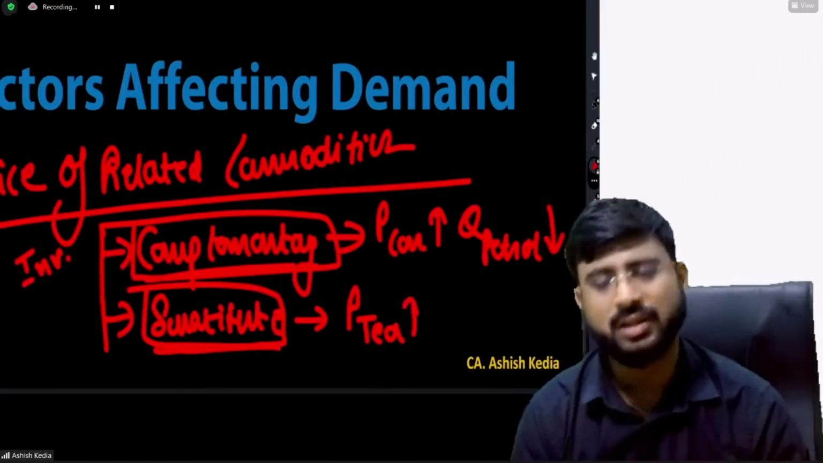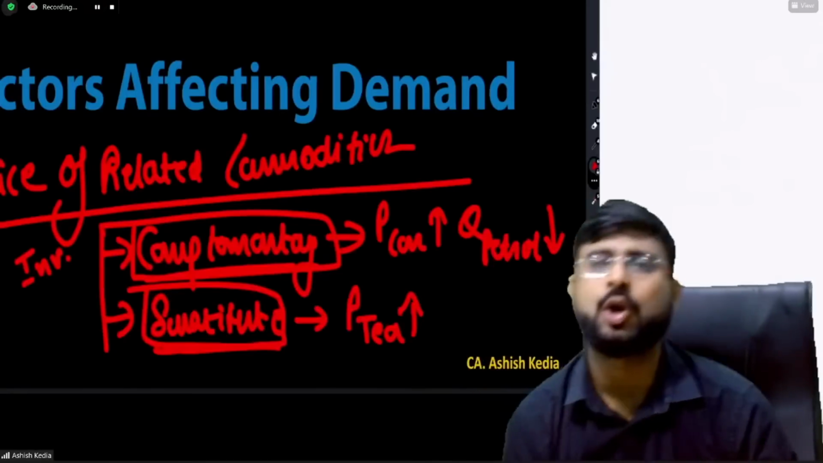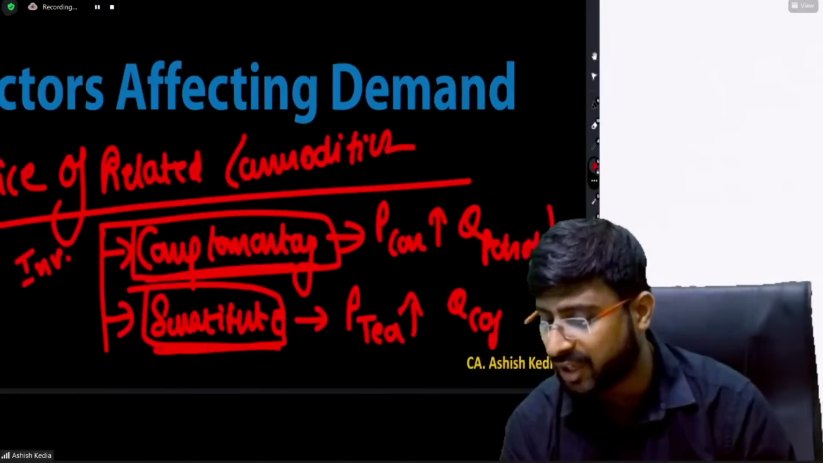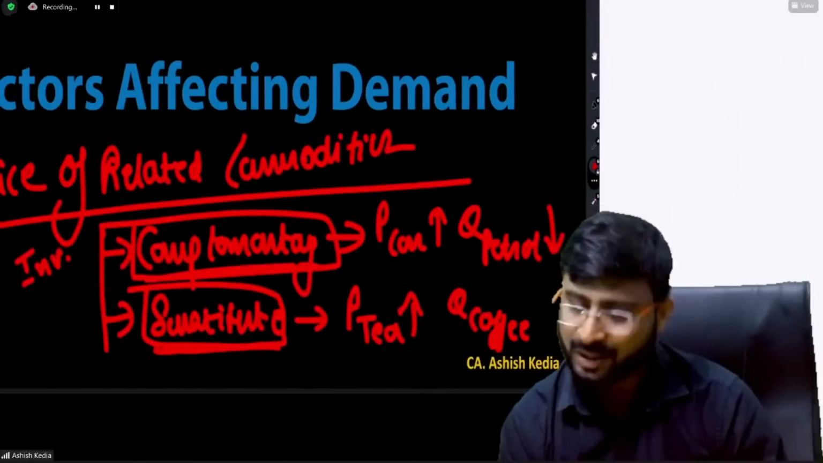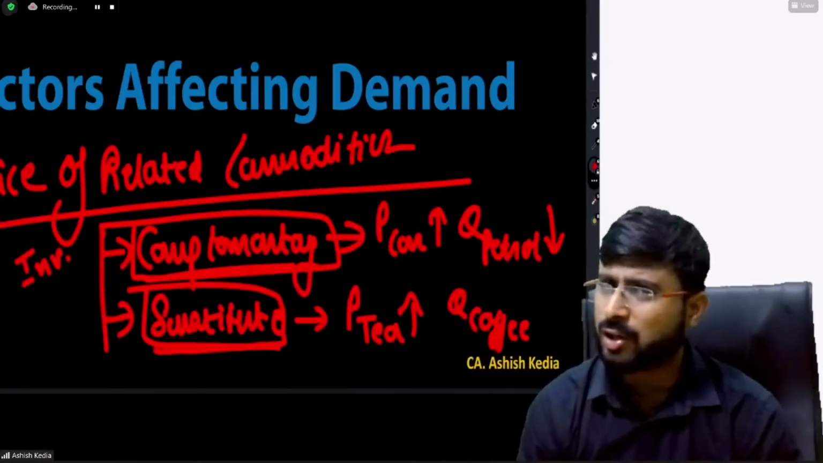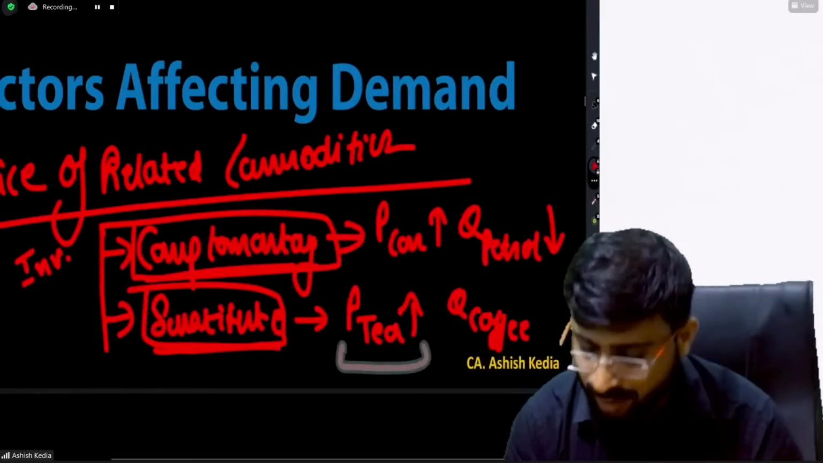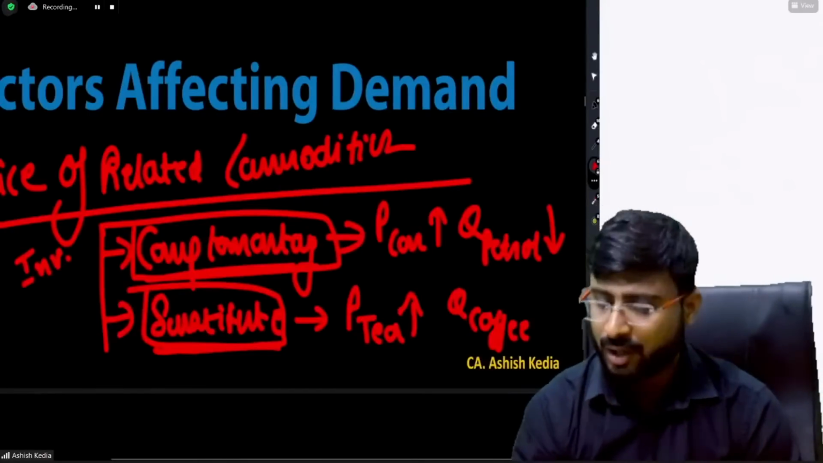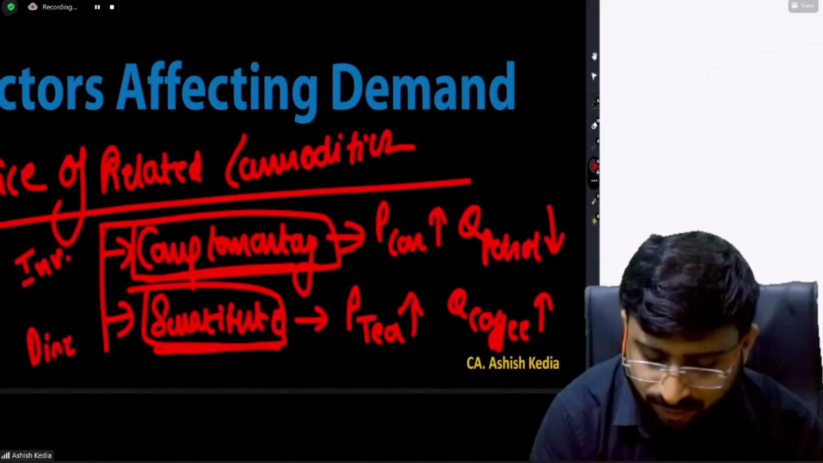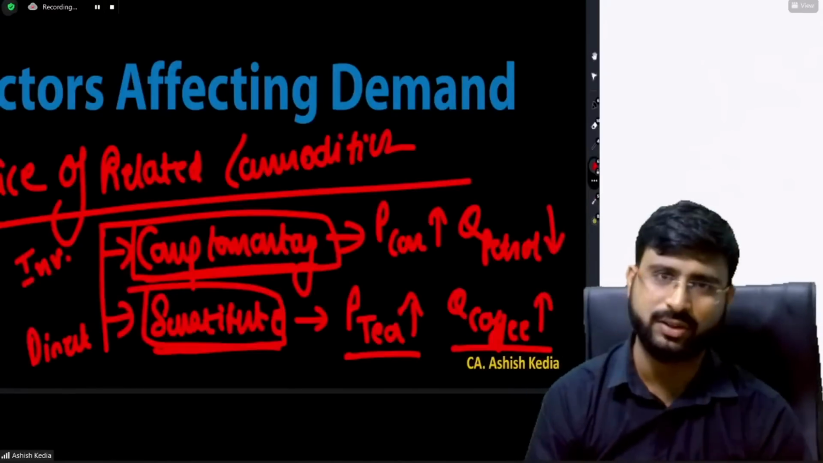In substitute, let me give you an example. Suppose tea has become expensive. What will you do? People will generally start consuming more coffee. If they want to have a hot beverage, then instead of tea, more often than not, people will start shifting to coffee, isn't it, sir? Yes, my dear friends, that is what is happening here. When tea becomes expensive, demand for coffee goes up. It is called a direct relationship, since one is rising, the other is also rising.